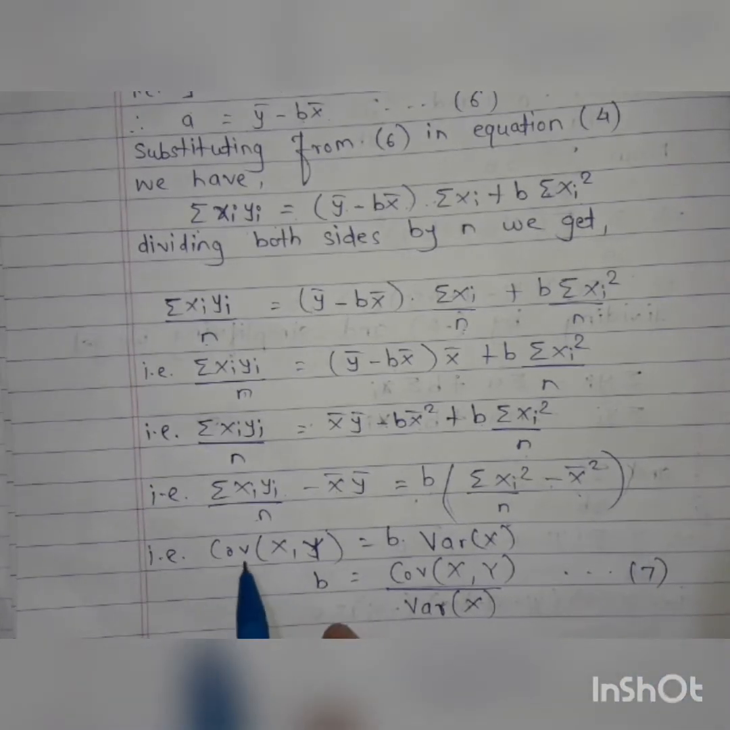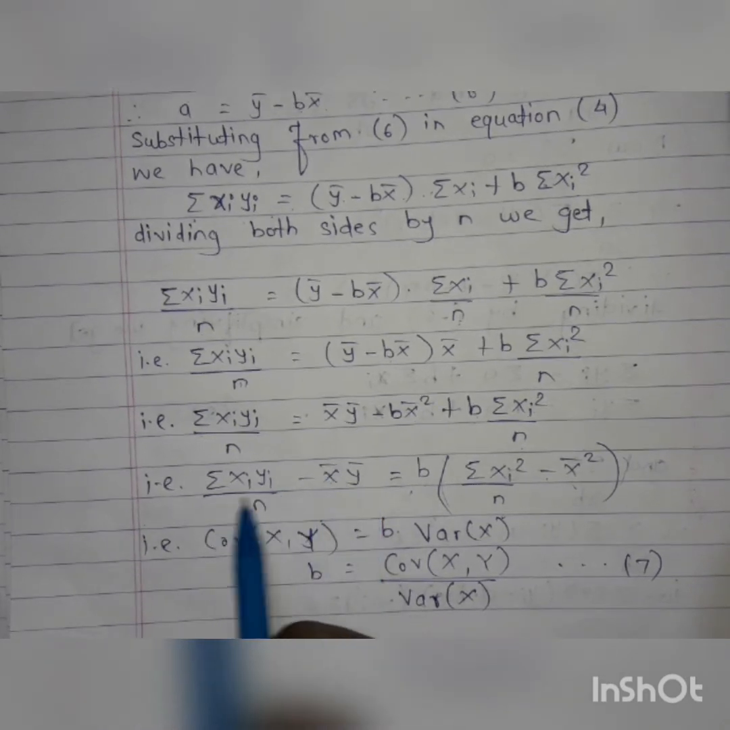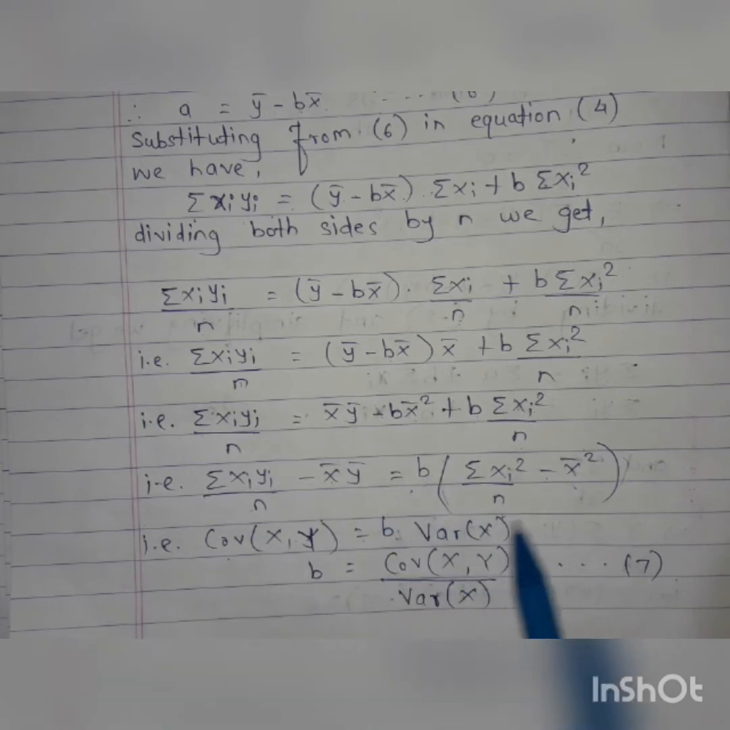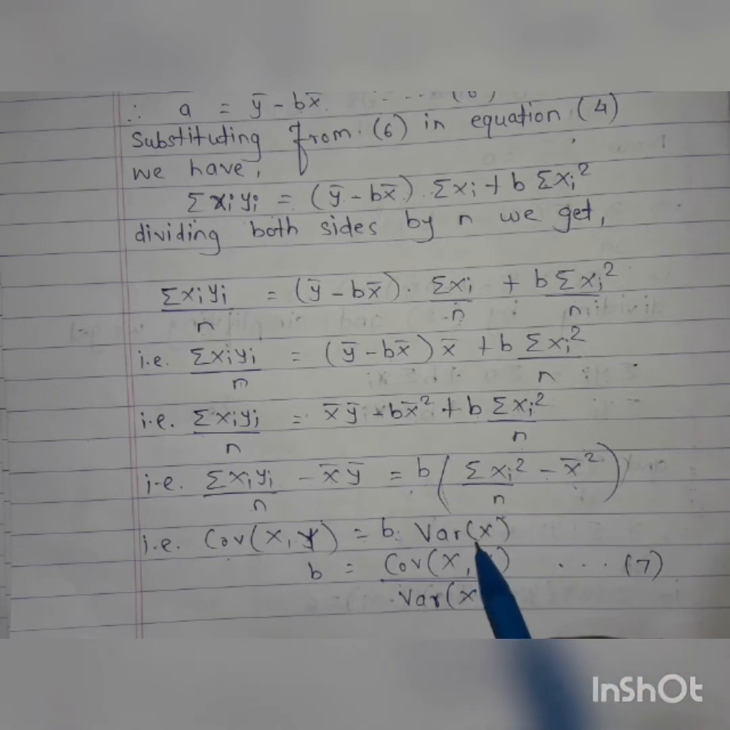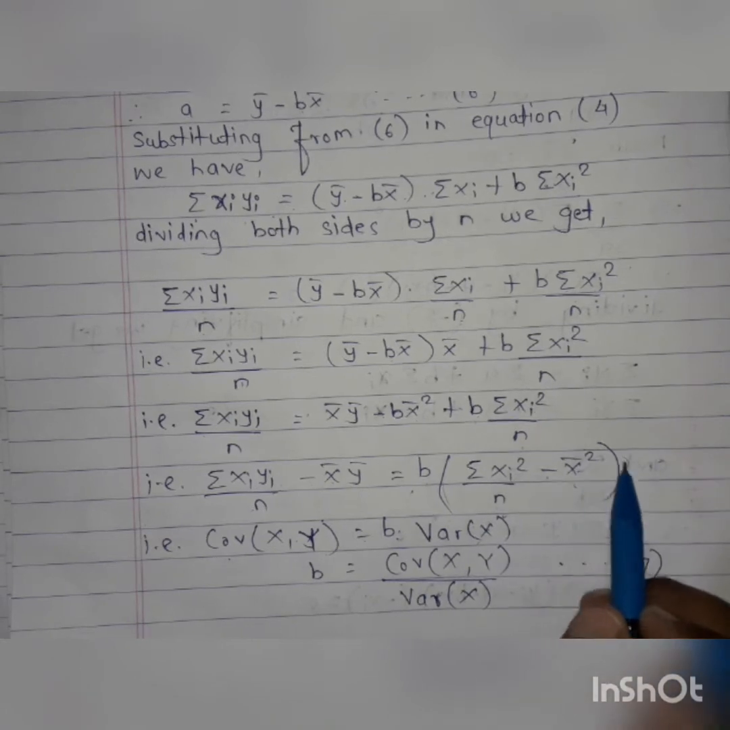We know that summation xi yi minus n into x bar y bar, divided by n, is nothing but the covariance of capital X comma capital Y, and this is multiplied by b. We know that variance of x is equal to summation xi square upon n minus x bar square. So b is equal to covariance of X comma Y upon variance of X.